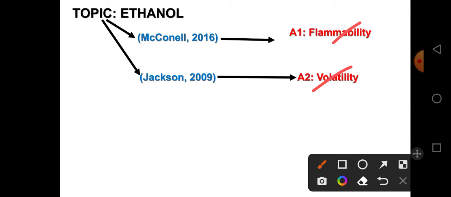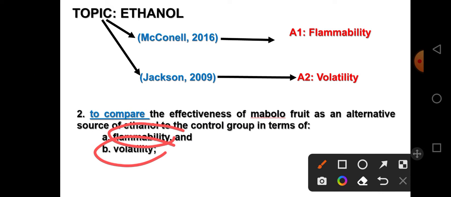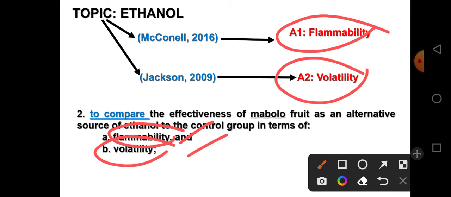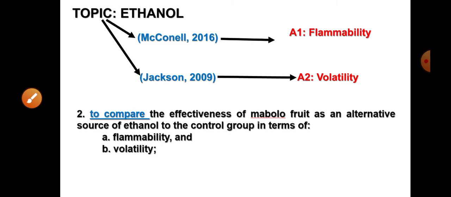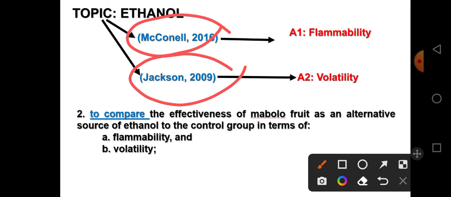And these measurable variables shall appear in your specific objectives. As you can see, we have here: to compare the effectiveness of mabolo fruit as an alternative source of ethanol to the control groups in terms of flammability and volatility. It appeared in your specific objectives. Therefore, class, from this example, can you infer where we based our measurable variables from our specific objectives? Where should we base our specific objectives? Our specific objectives shall be based on our review of related literature and studies.